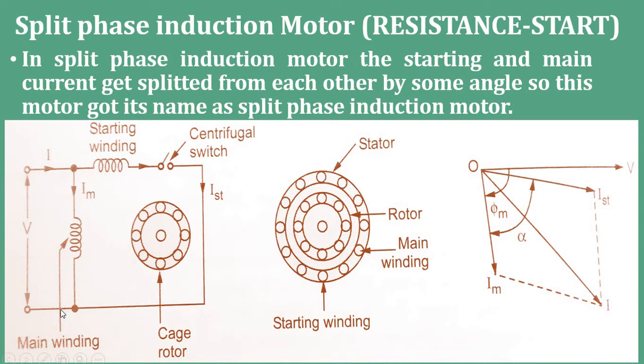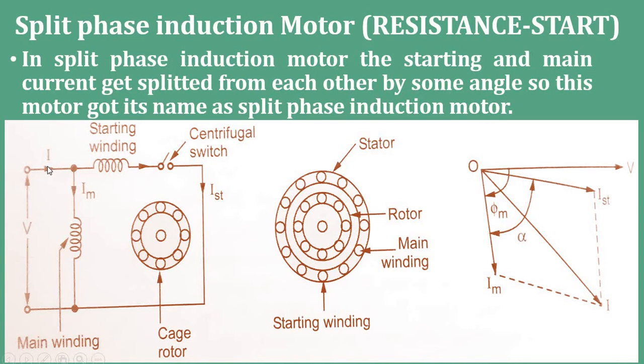There are two windings, the main winding and the starting winding. The main winding is also called the running winding. In series with the starting winding we have a centrifugal switch, which is used to disconnect the starting winding when the motor attains a particular speed. In a split phase induction motor, the starting and main currents are split from each other by some angle, so this motor got its name split phase induction motor.